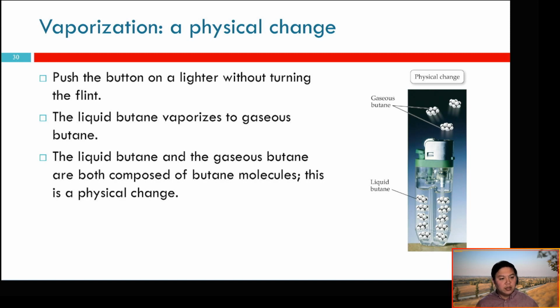Right, so vaporization is another example of a physical change. We push the button on a lighter without turning the flint. You're just letting out liquid butane, and it vaporizes into gaseous butane. And I'm not saying try this at home. Don't try this at home. You can take the butane and cup your hand and let the butane out into your hand. The butane is actually more dense than air, and so you can hold the butane there. You know you're holding the butane because when you do light it, it poofs up into the air. Don't try that at home. The liquid butane and the gaseous butane are both composed of butane molecules, so it's a physical change.